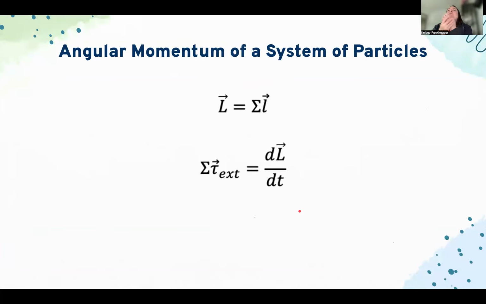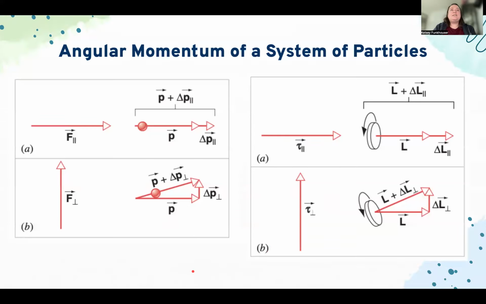For a system of particles, we use capital L instead of a lowercase l. Sorry, I didn't specify earlier that this is lowercase l. So the angular momentum of a system of particles is just the sum of each particle's angular momentum, and then the total net external torque is equal to the time derivative of the angular momentum of the system. So angular momentum is analogous to linear momentum in this way.